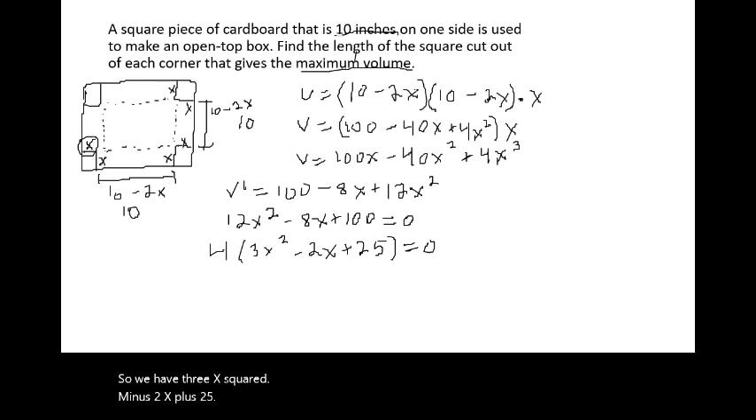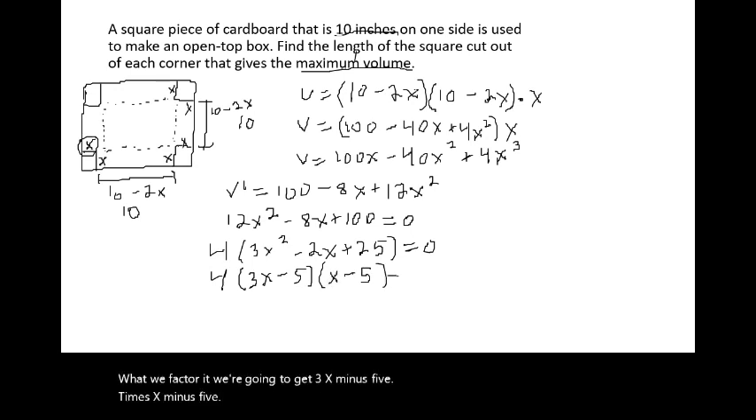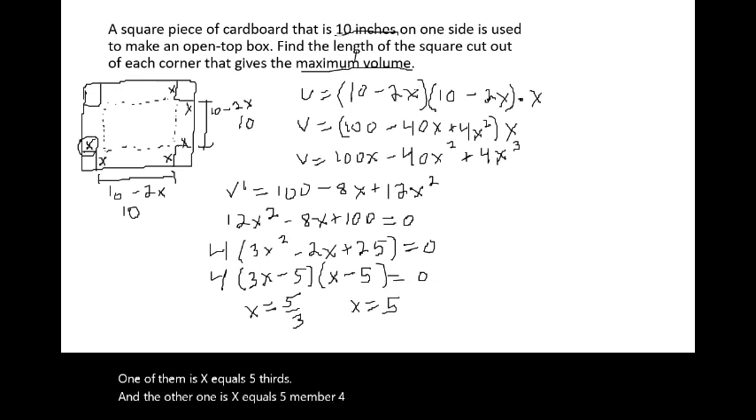Then let's factor it. So when we factor it, we're going to get 3x minus 5 times x minus 5. That will give us two critical points. One of them is x equals 5/3, and the other one is x equals 5. Remember, 4 never equals 0, so that greatest common factor that we took out, we can ignore it.